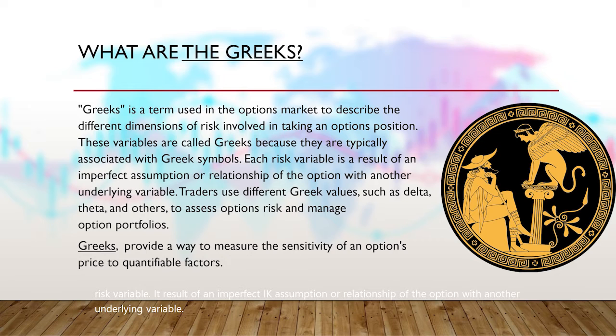Traders use Greek values such as delta, theta, gamma, and others to assess option risk and manage option portfolios. Trying to predict what will happen to the price of a single option or position is a very difficult undertaking. This is because option prices do not always move in the direction or in conjunction with the price of the underlying asset. It's important to understand what factors contribute to the movement in the price of the option and the effect they have. Greeks provide a way of measuring the sensitivity of the option's price to quantifiable factors. So let's look at gamma.